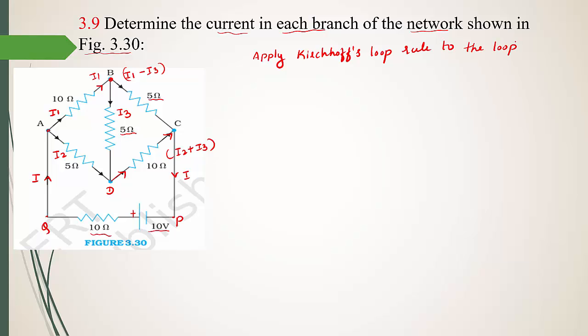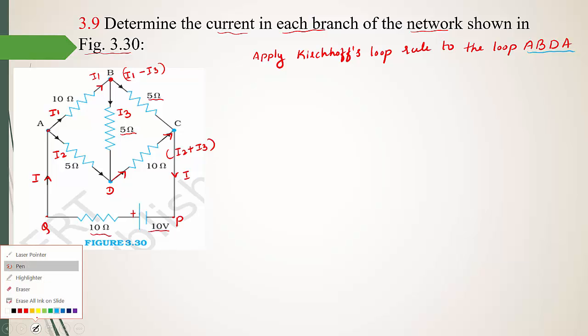So first I am going to consider the loop. You can observe the diagram, A, B, D, A. This is the first loop, A, B, D, A. Then the second loop we can consider as B, C, D, B. So the first loop I am going to consider here, and apply Kirchhoff loop rule. Later we can consider another loop, that is BCDB. Yes. Now first we can apply Kirchhoff loop rule here.